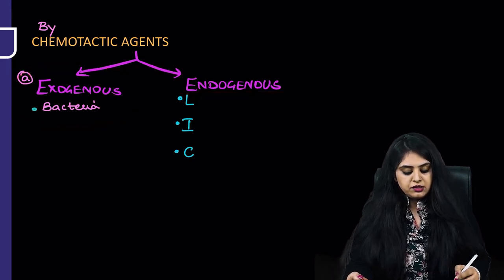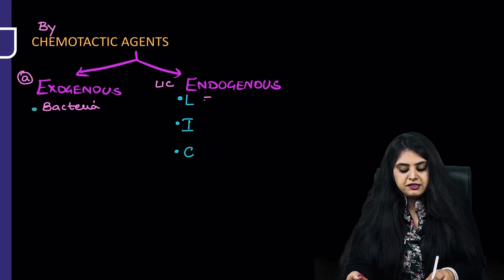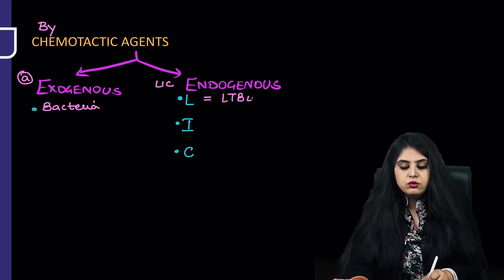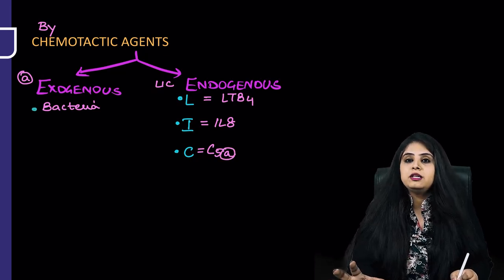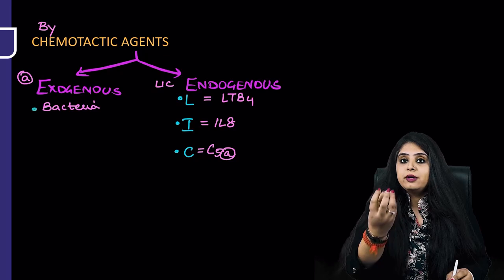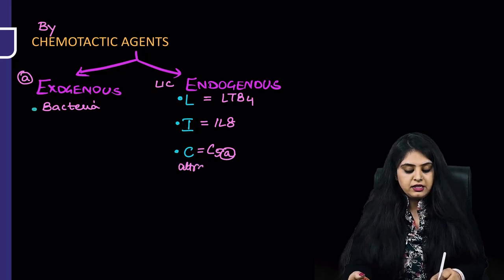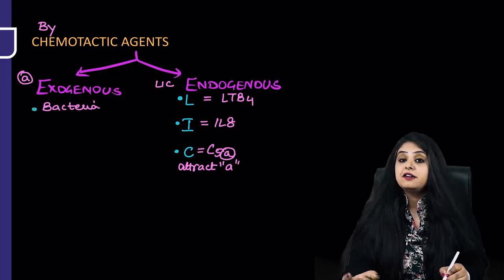What about endogenous chemotactic agents? We learn it by the LIC mnemonic. It is going to include leukotriene B4, interleukin 8, and C5a. Please, in the exam, you will get confused between C5a or C5b. So here you are attracting something. So for attracting, you will use the word C5a.